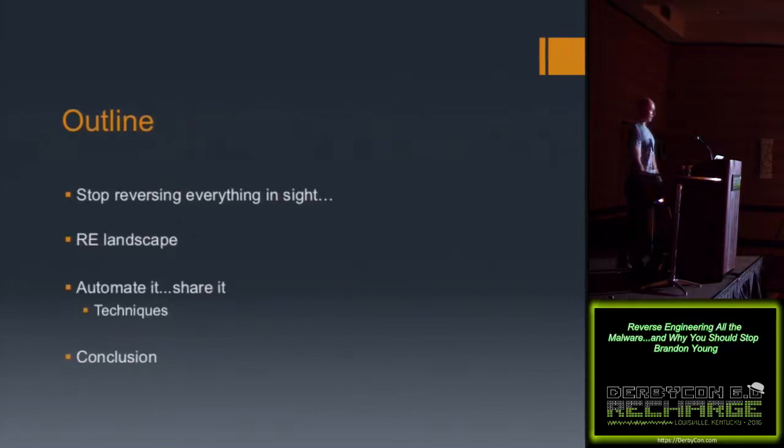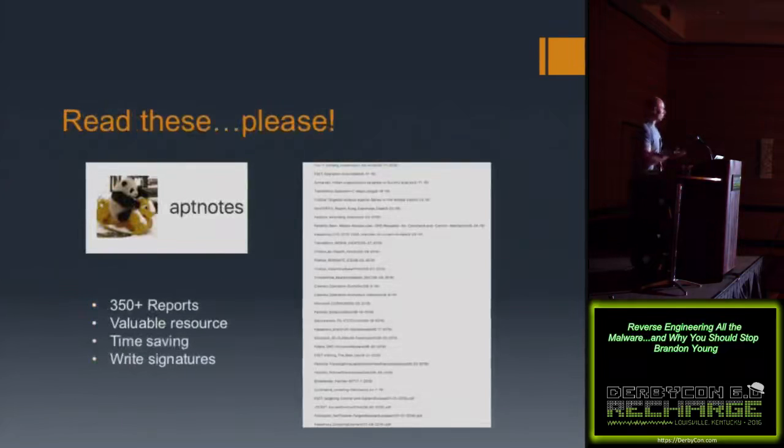So to start, I want to show basically on the internet we can find reports on almost any kind of malware we're looking for. A couple of friends of mine have a repository on GitHub called APT Notes, and as you can see, I don't know how big that is, but there's over 350 different reports just in this repository.